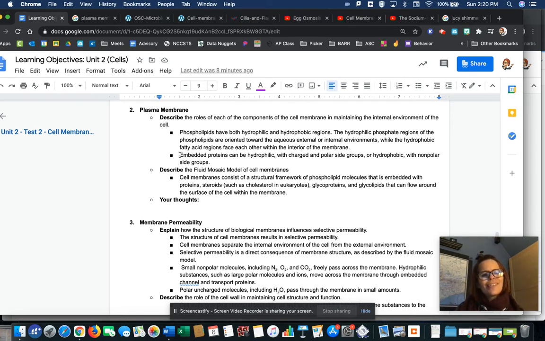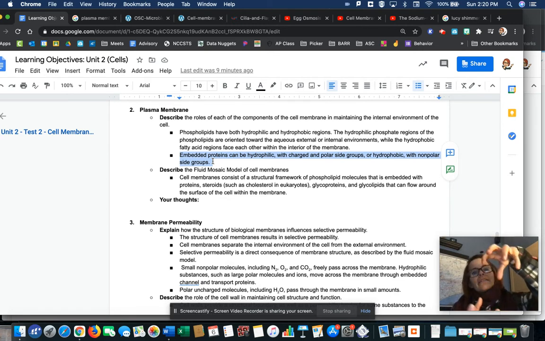And then it says, I think this is written by AP, and I think this is a little bit misleading. So it says embedded proteins can be hydrophilic with charged and polar side groups or hydrophobic with nonpolar side groups. That's a little bit misleading. If you have a protein that's completely embedded in the plasma membrane, then it has nonpolar and polar areas. Nonpolar areas are the parts that are going to be closest to the hydrophobic tails of the phospholipids, so in the middle. And then the hydrophilic heads, like opposite ends of the protein, are going to be near the heads of the phospholipids.